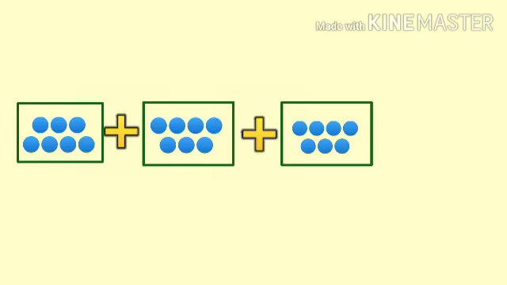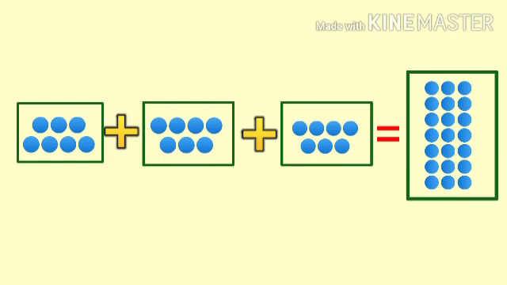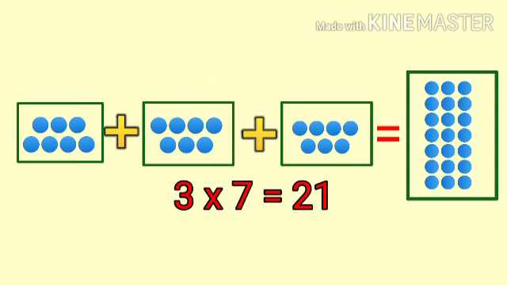Look here, children. Now we are adding 3 boxes with 7 dots. So we are adding 7 dots repeatedly by 3 times. Then we get 21 dots. We can do this repeated addition easily by taking 3 sevens or 21. Here 3 represents the number of boxes, 7 represents the number of dots in each box, and 21 represents the result. This is called product. Understood, children?